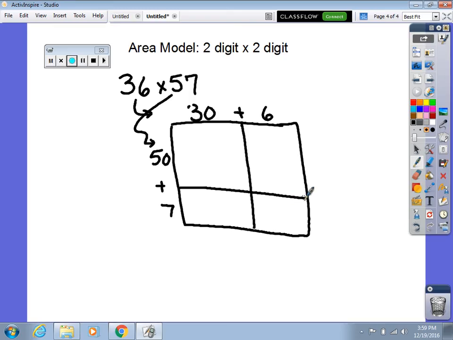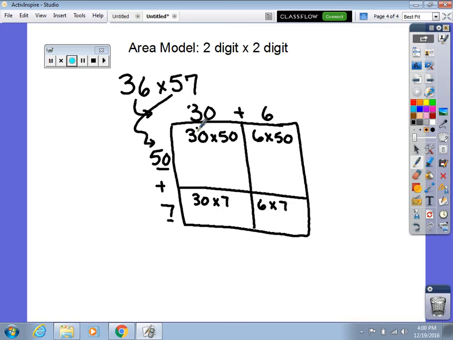So now I have a square or rectangle with 4 quadrants. And in each of these smaller boxes is going to be a multiplication problem. So I bring 30 down. And 30 is going to come straight down in this column. And 6 is going to come straight down in this column. Now I'm going to come over here to my left side, and I'm going to bring 50 over into each box on the top row. And then I'm going to take the 7, and I'm going to bring the 7 across each box into the bottom row. So you'll see that I now have 4 multiplication problems to solve.